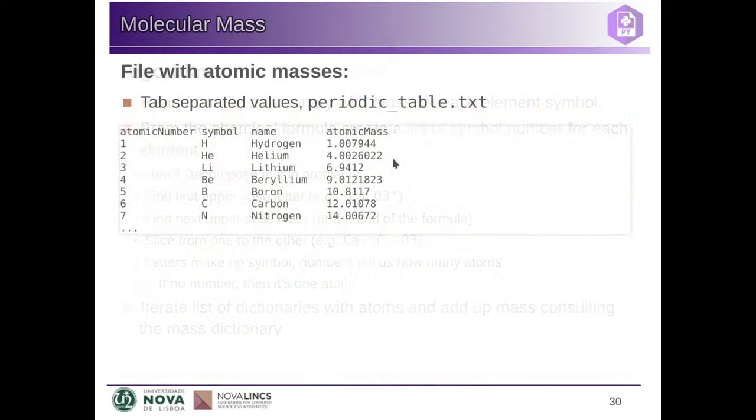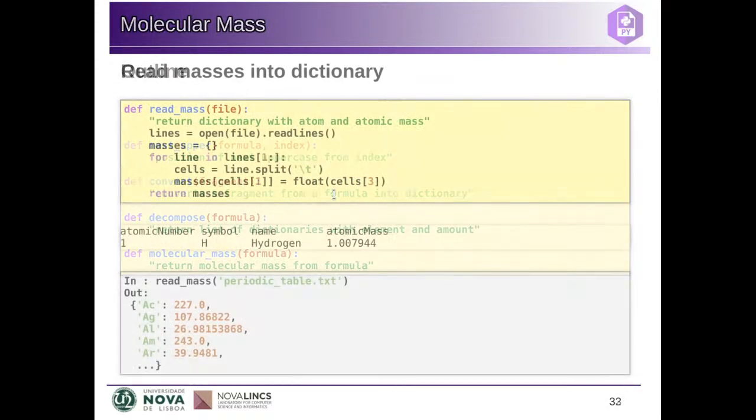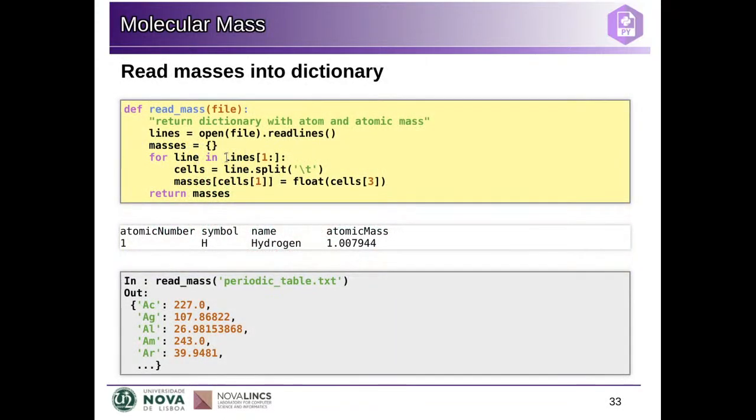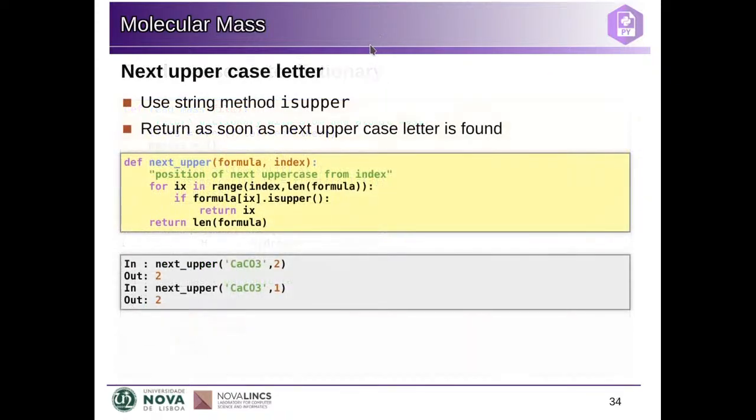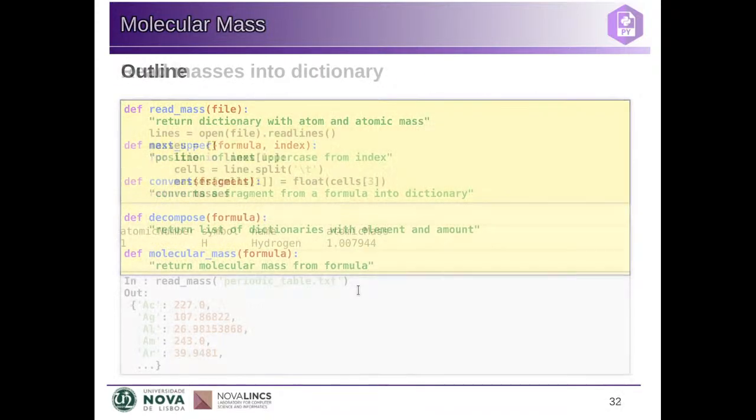So remember, the file is like this. The first line has the headers, the second line has hydrogen, helium, and so forth. We're going to skip the first line, so we're going to slice the list of lines by skipping the first one till the end, because the first line has the headers, we don't care about that. We're going to split through the tab character, because this is how the different attributes there are separated.